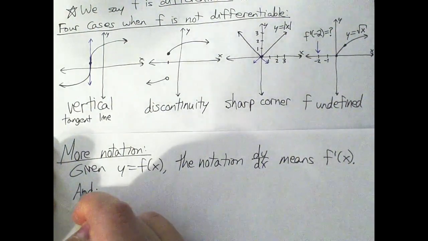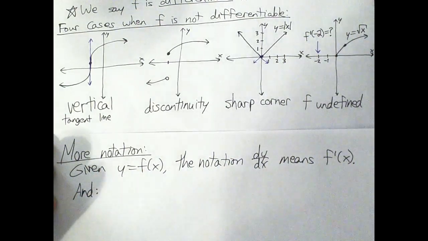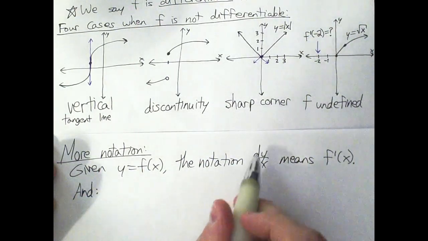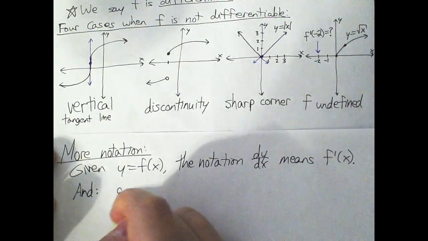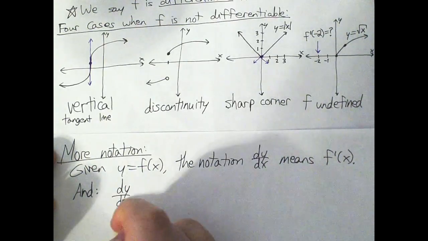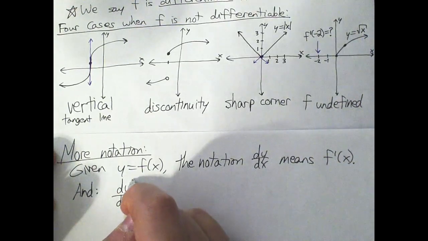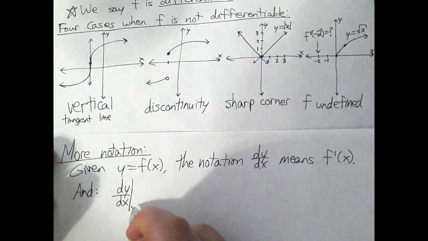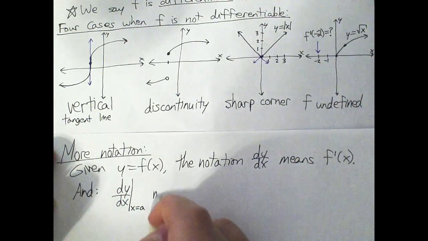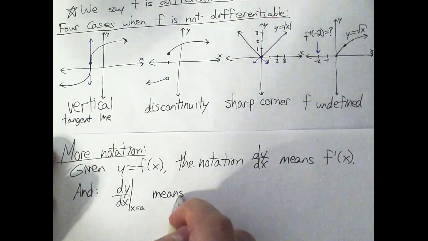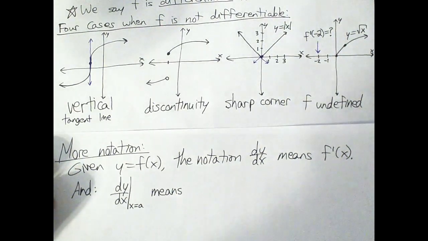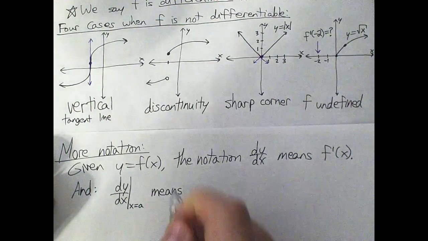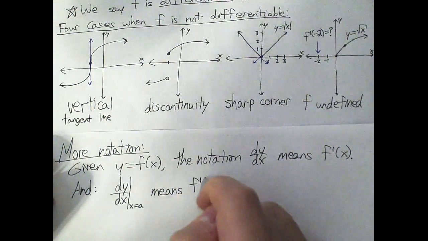And, okay, now this next part is going to be new. This is going to be kind of a variation on the dy dx notation. dy dx with a vertical bar next to it, and at the bottom of the vertical bar it says x equals a. I need to tell you what that means. It means f prime of a.